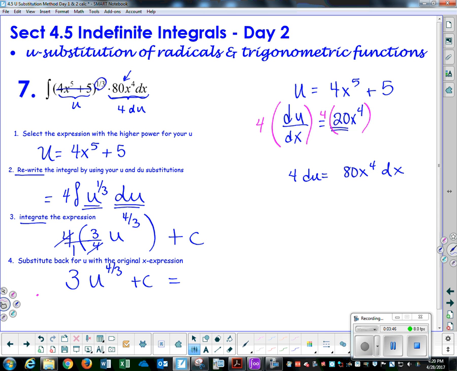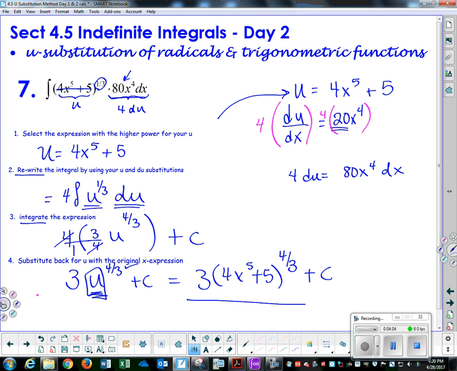And the final step in this process is to bring it back to x's. So I look back on my chart and notice that u should be replaced with 4x to the 5th plus 5, raised to the 4/3, plus c. And that becomes the antiderivative for our problem.